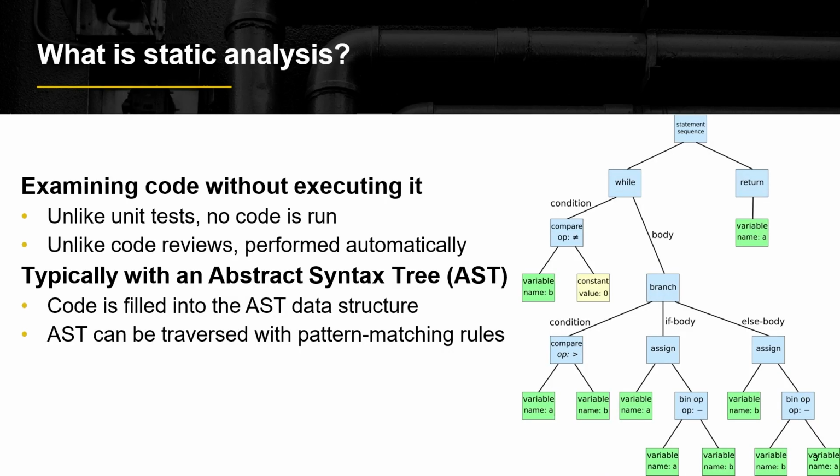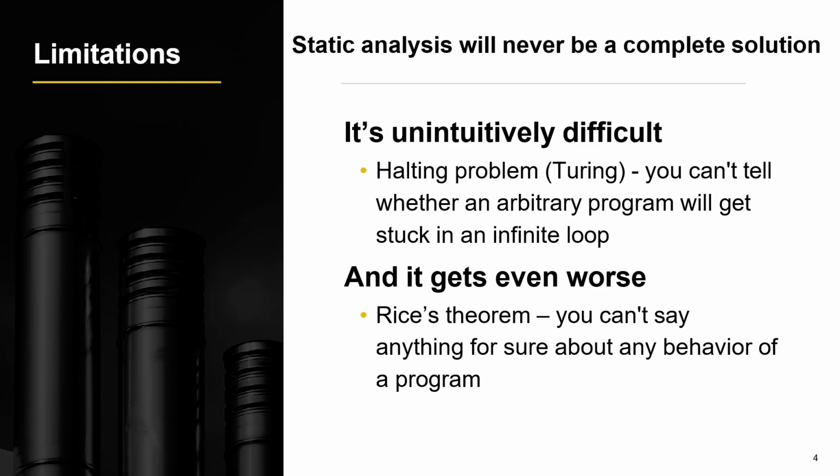The way you would typically do static analysis is that you create a data structure called an abstract syntax tree, and then you fill the abstract syntax tree with your code. Then you can traverse that abstract syntax tree with some not too complicated pattern matching rules to determine properties about that code. Now, it's kind of a bummer that we're only on the third slide and I'm talking about limitations already. Normally you would save that for near the end, but I think for static analysis to have an honest and comprehensive view, you really do have to understand the limitations because they are significant.